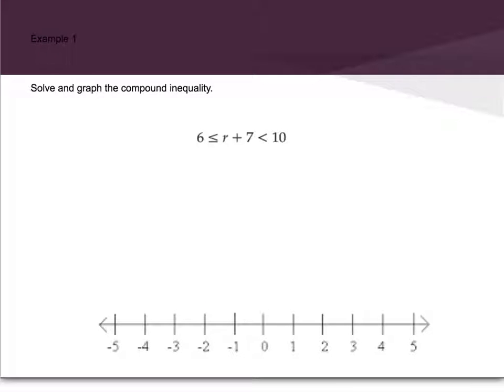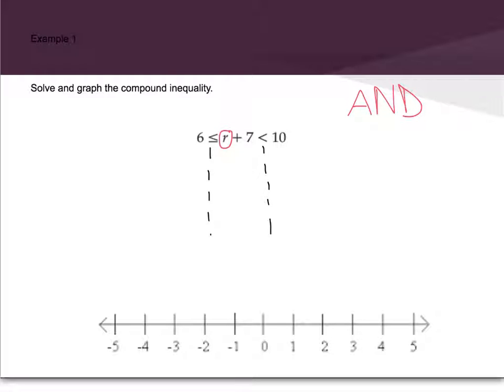So here's example 1. The directions say solve and graph the compound inequality. We have 6 is less than or equal to r plus 7, which is less than 10. And now remember, this is really like a compound inequality connected with the word and. So when we solve this compound inequality, we're going to do what we do to one side to every piece. So imagine drawing your lines down both inequality symbols instead of just one.